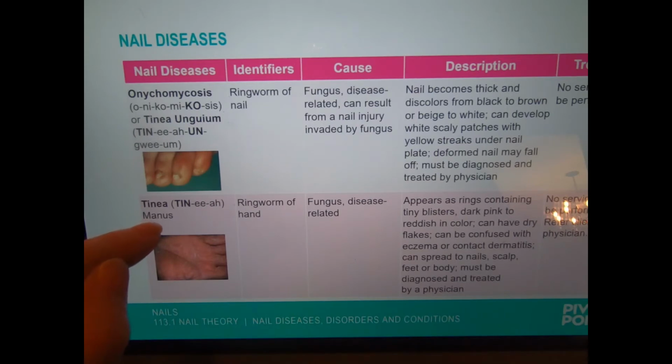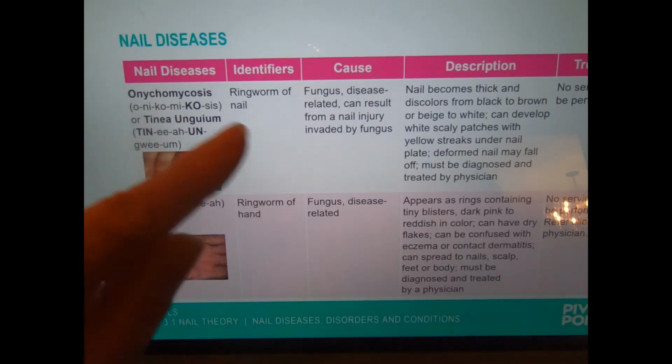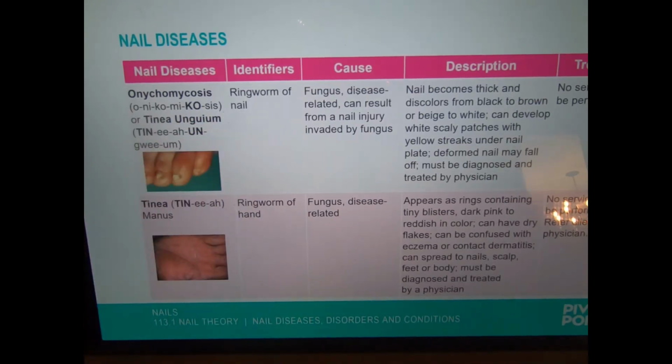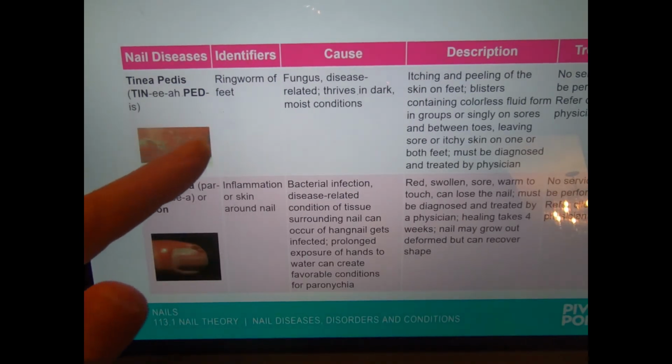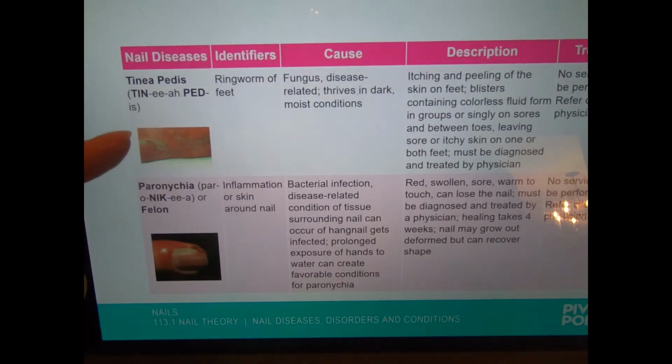Tinea manus, which I just talked about a second ago, is ringworm of the hand. You cannot work on people that have any of this. It's fungus, and they need to be referred to a physician. Tinea pedis, ringworm of the feet, is commonly known as athlete's foot. Don't work on them with that one.